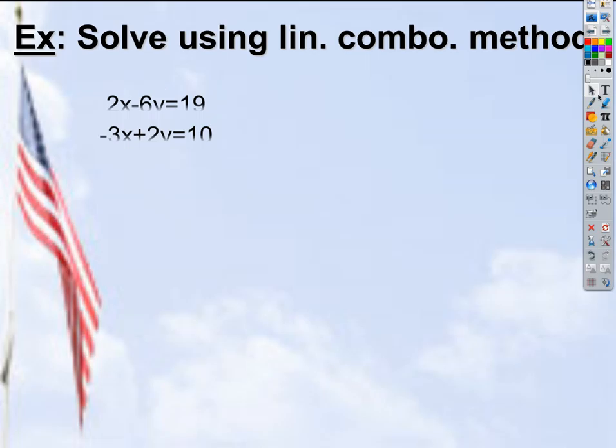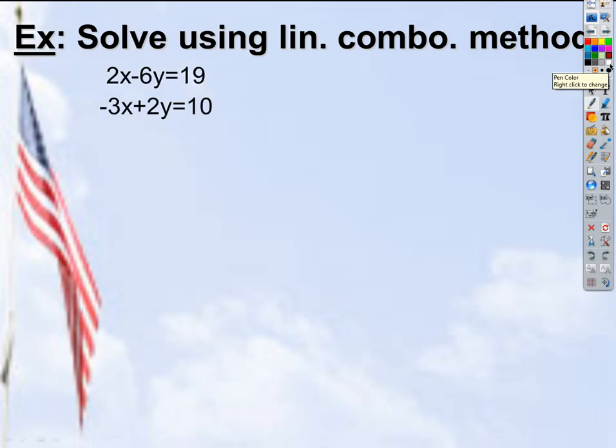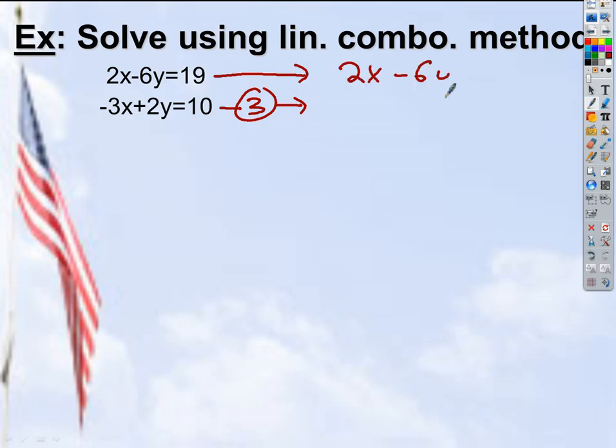Here's how I like to show that. You don't have to do it this way, but I recommend it. I create a new system, and if I don't multiply by anything, I just draw an arrow. It just means leave that one alone. But this one I'm multiplying by 3, so I just put a 3 in the bubble in the middle of the arrow, and that reminds me that I'm distributing a 3 through to both sides. So the top one stays the same, 2x minus 6y equals 19.